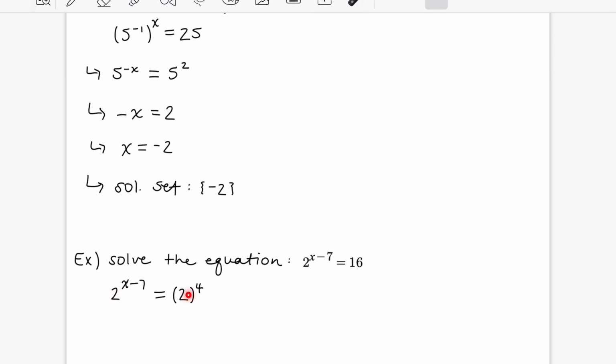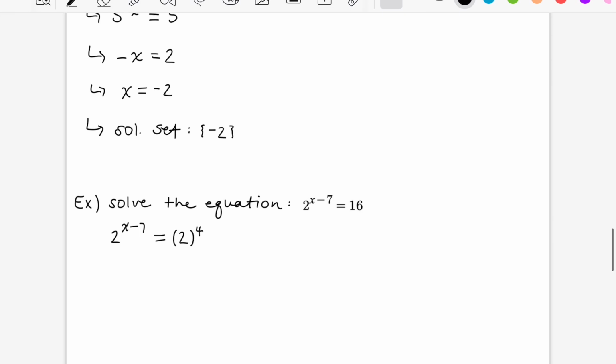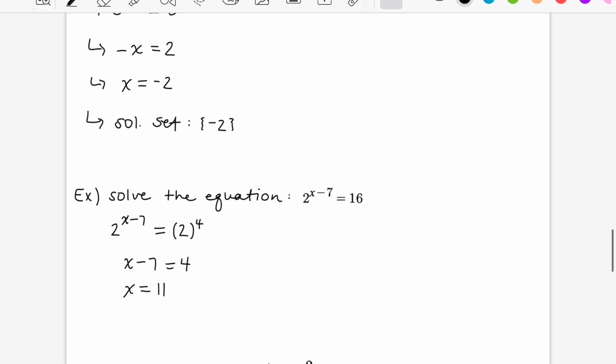Now that these bases are equal, we can set our exponents equal to each other. So we have x minus 7 is equal to 4, and therefore x is equal to 11. So our solution set will just be 11.